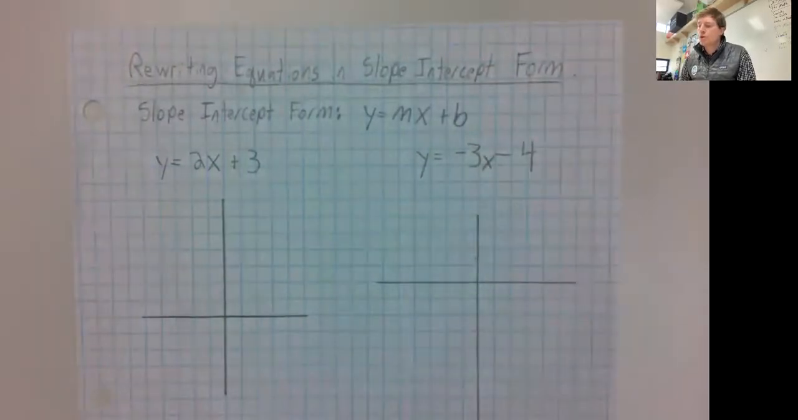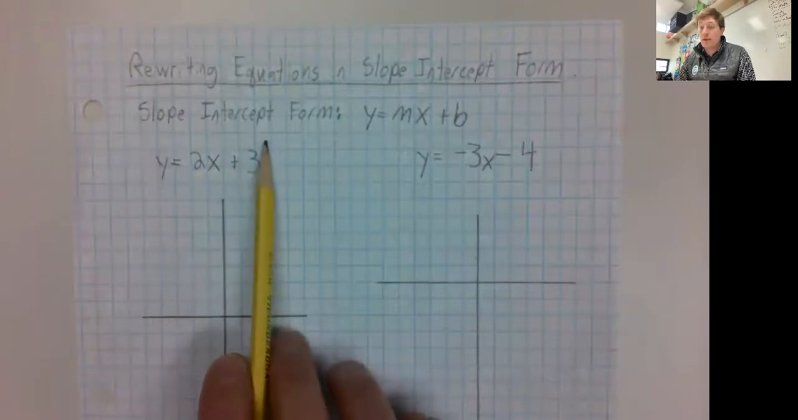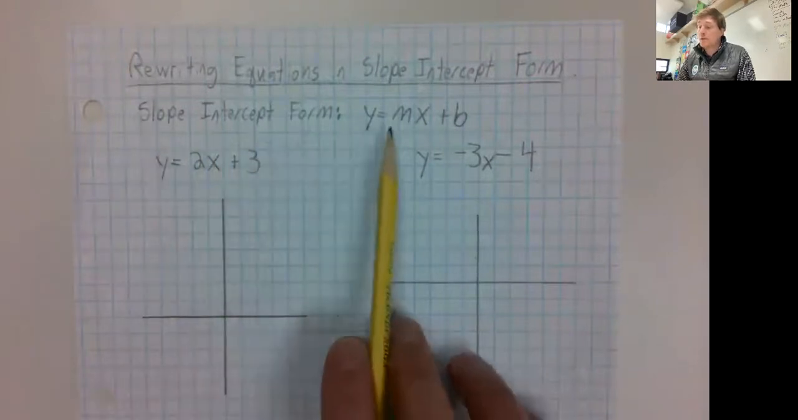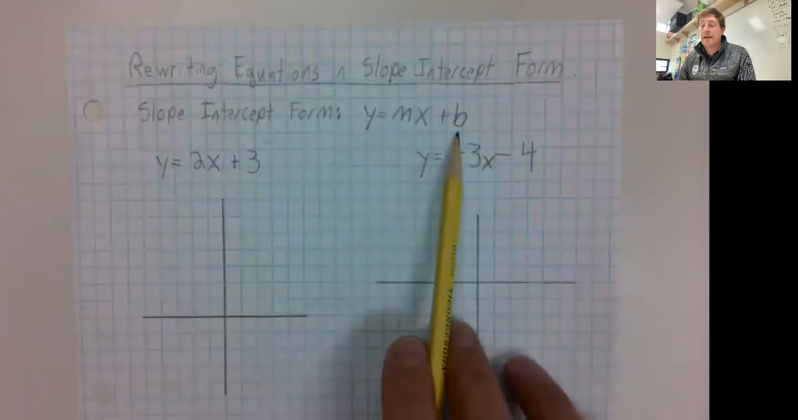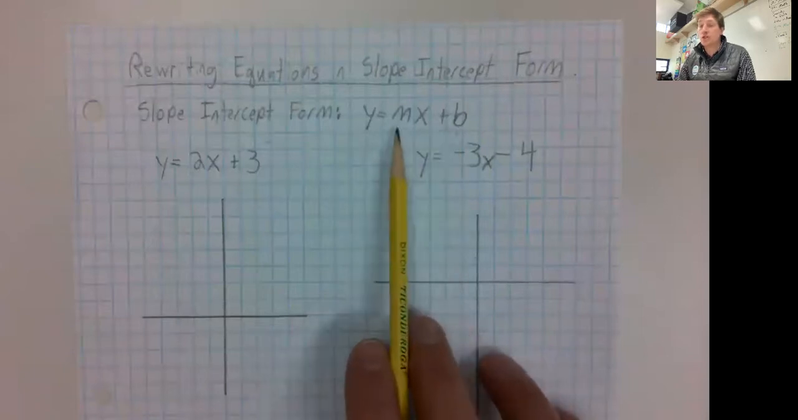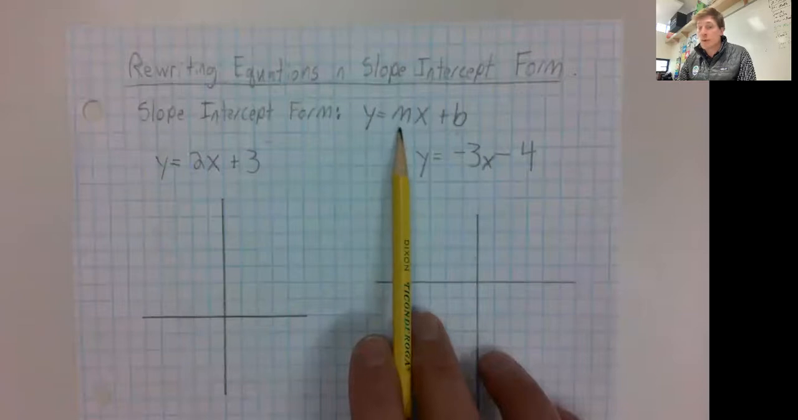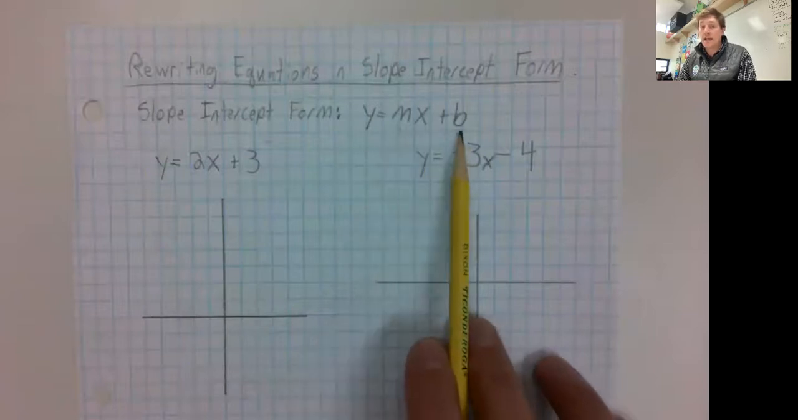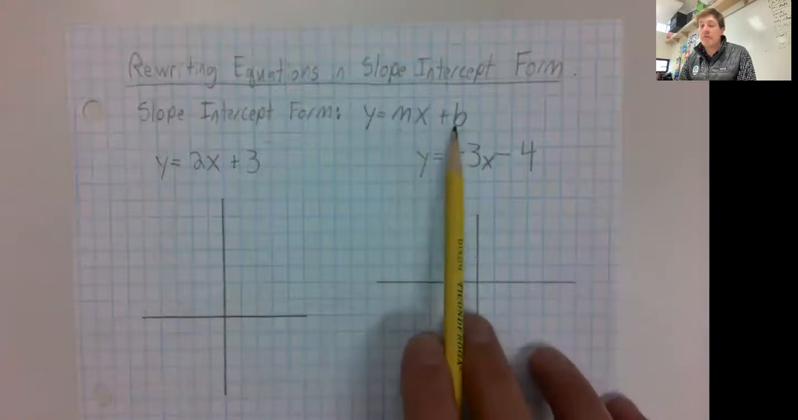Okay, so we have been talking about slope-intercept form for the last couple of weeks. Slope-intercept form is y equals mx plus b. It's super useful because it tells us the slope, which is represented by m, and the y-intercept, which is represented by b. With those two bits of information, we can create a line.